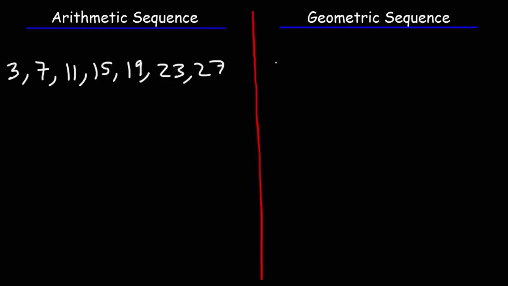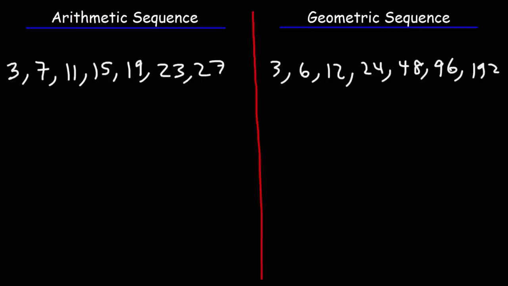This would be a geometric sequence: 3, 6, 12, 24, 48, 96, 192. Do you see the difference between these two sequences? And do you see any patterns within them?